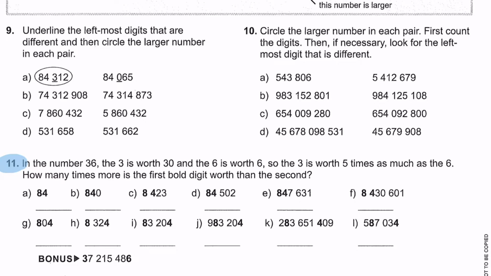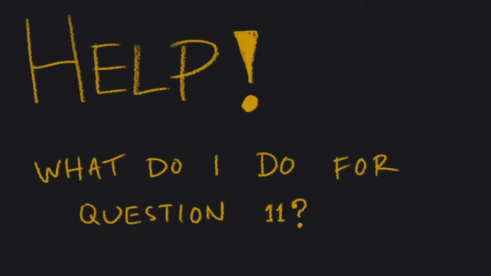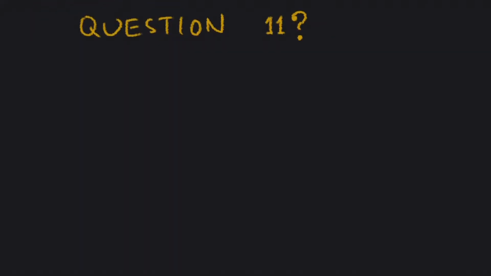They're saying in the number 36, the 3 is worth 30, and the 6 is worth 6. So the 3 is worth 5 times as much as the 6. What the heck does that mean? Let's move back over here and take a look at what they're talking about, because it's not immediately obvious. What do they mean by that?